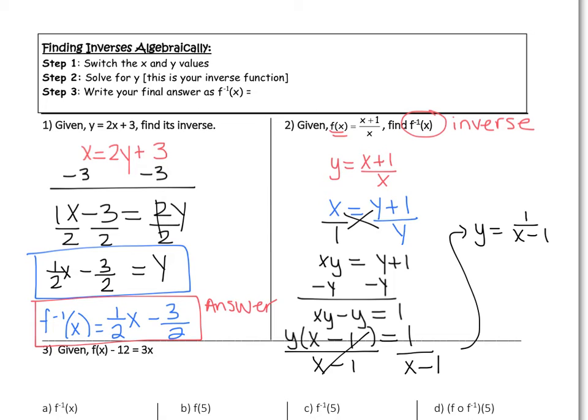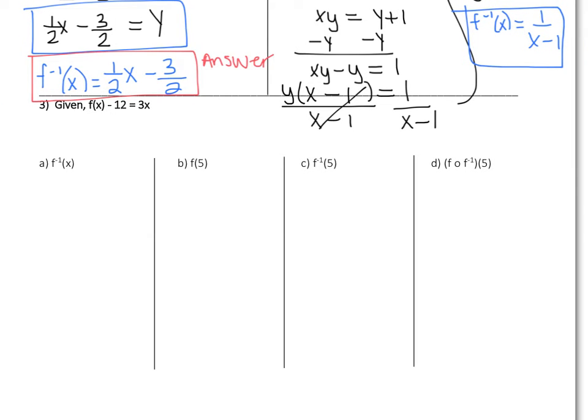Again, we should probably use function notation. So the inverse, f negative 1 of x, is 1 over x minus 1, sorry. Okay, let's try the third example. The third example says f of x minus 12 equals 3x. So again, f of x is the same thing as saying y, so we have y minus 12 equals 3x. Okay, so part A says find the inverse. Please pause the video and find the inverse of this function.